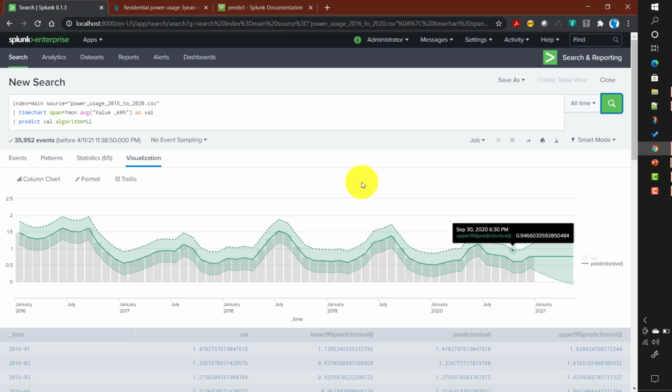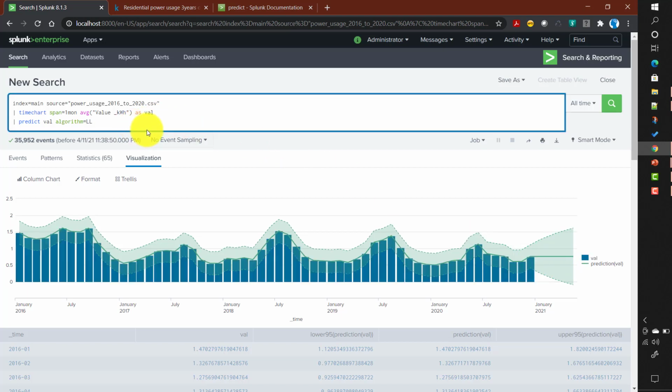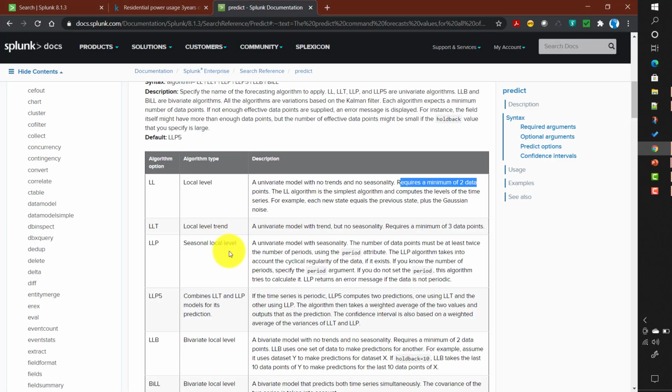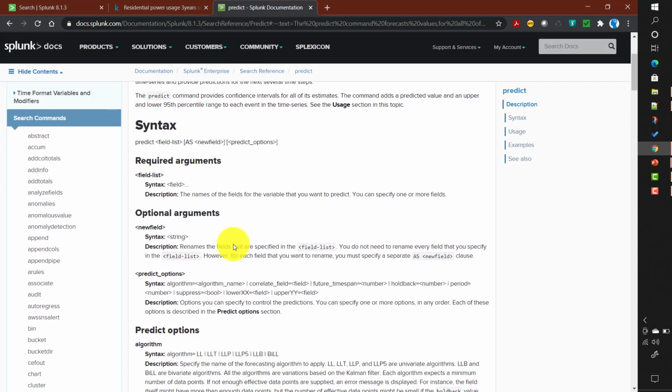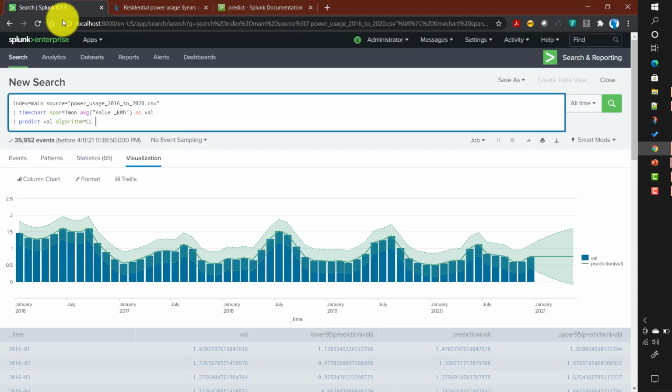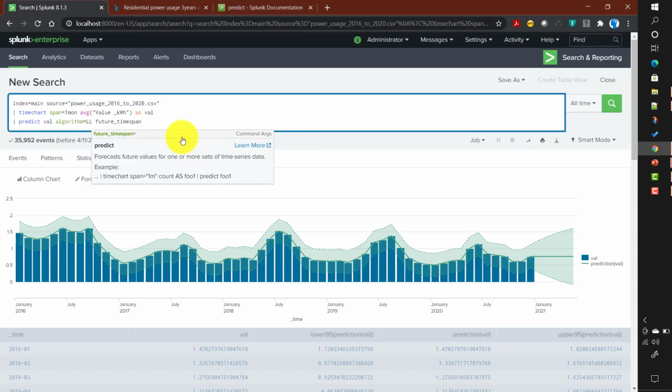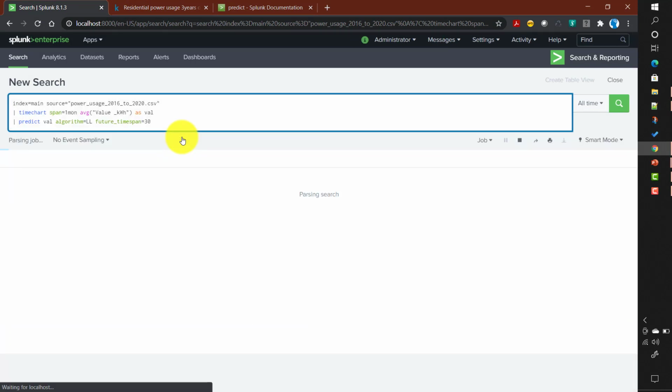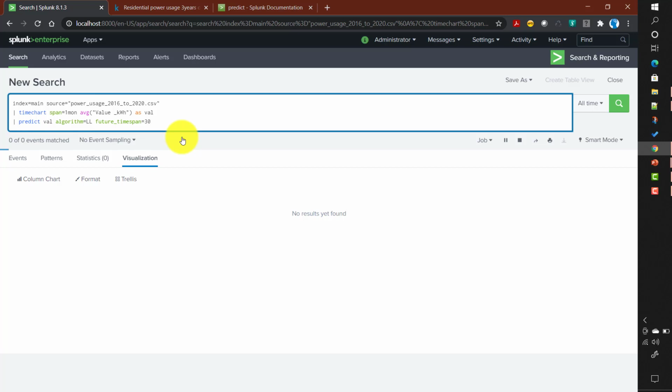So now if you want to do it for more than 5 months, there is an input called, if I just go back over here, the future timestamp over here. Okay, so we will be using this one. At least we will try to predict for, let's say, the next 30 months. We will see how it goes over here.